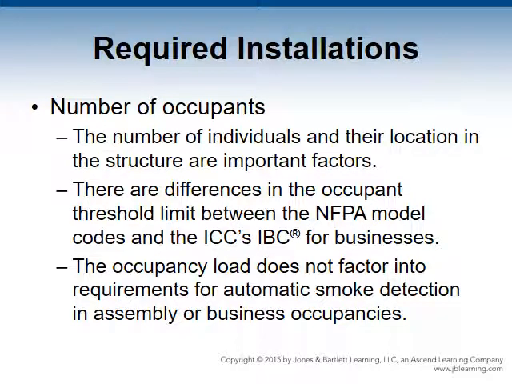Number of occupants. The number of individuals and their location in the structure are important factors to consider. There are differences in the occupant threshold limit between NFPA model code and the ICC. For assembly occupancies, both NFPA model code and ICC have the same installation requirements. Occupant loads exceeding 300 occupants require installation of manual fire alarms. This requirement is regardless of where occupants are in the building. The occupancy load does not factor into requirements for automatic smoke detection in assembly or business occupancies.